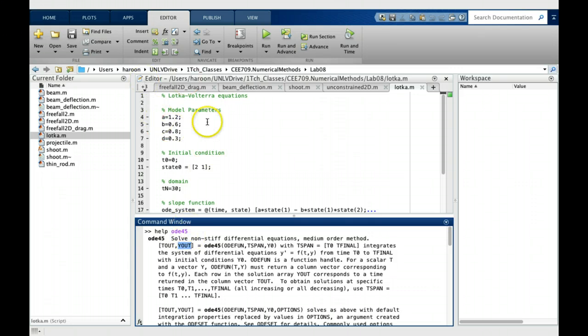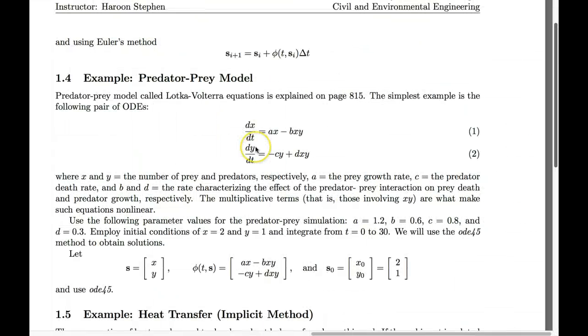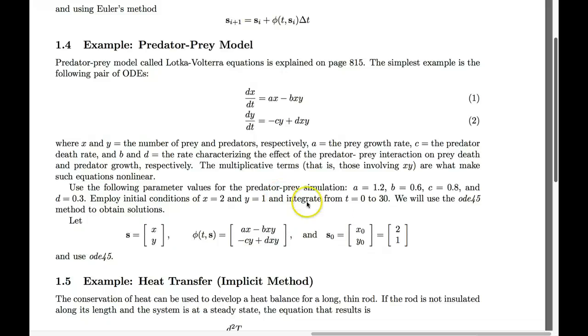So for this model, let's look at the problem that is given in your book. A, B, C, D for this model are given, and we can again transform this model into a state function. So S is the X and Y population as a vector. The slope function is the right hand side of these equations, and the initial condition in our case is 2 and 1. And we need to run this model from 0 to 30 time units.